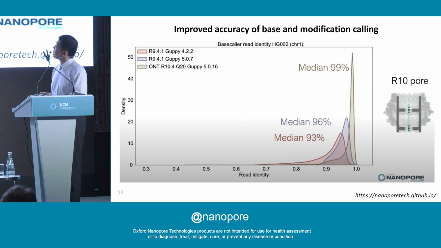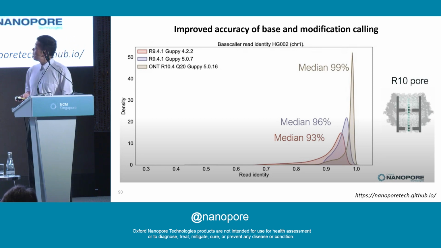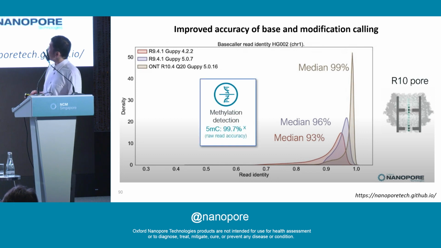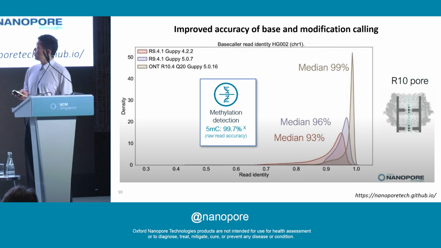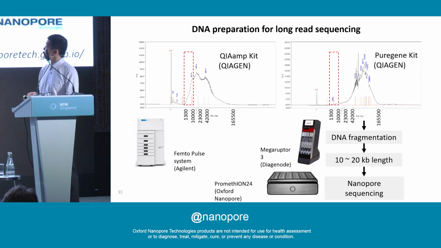Recently, the accuracy of base and modification calling has improved, and recent chemistry achieved greater than Q20 accuracy of the base calling and also the methylation calling. So it's time to use it for cancer genome sequencing.